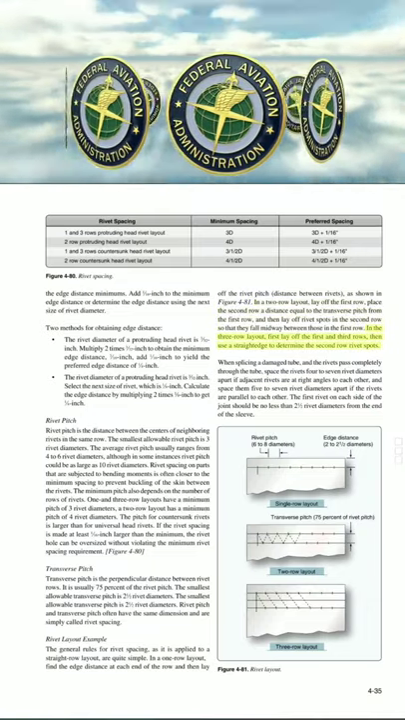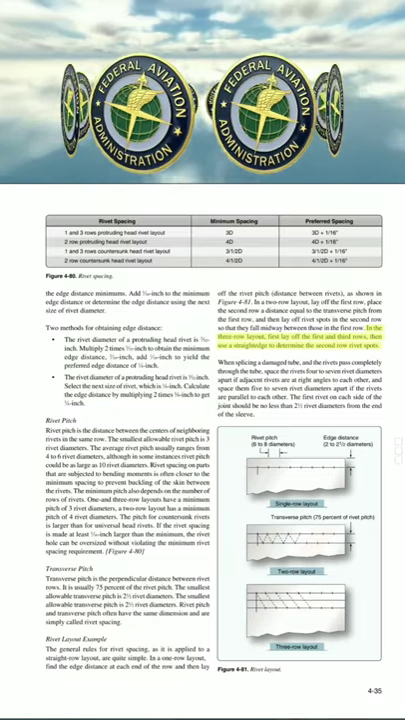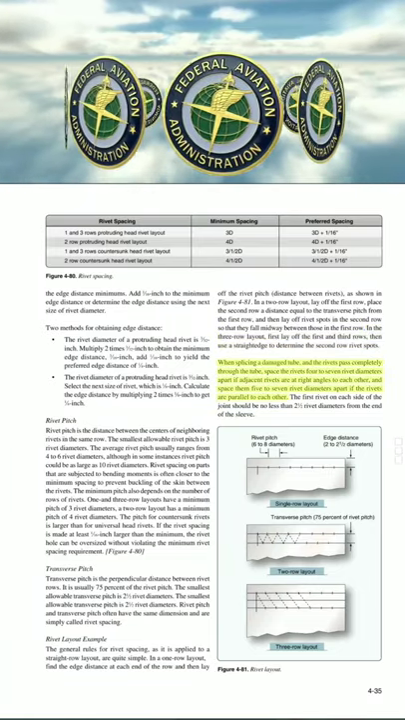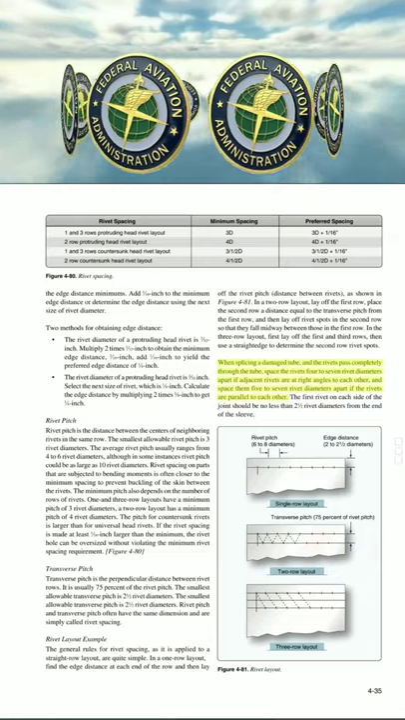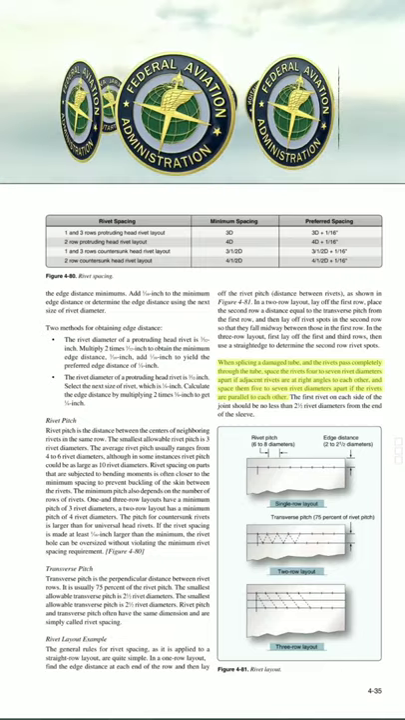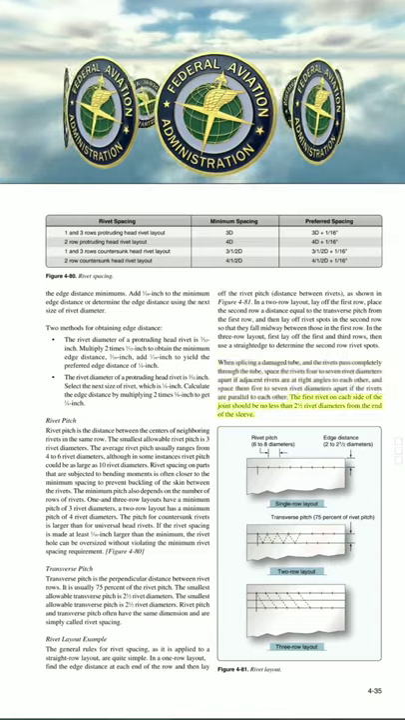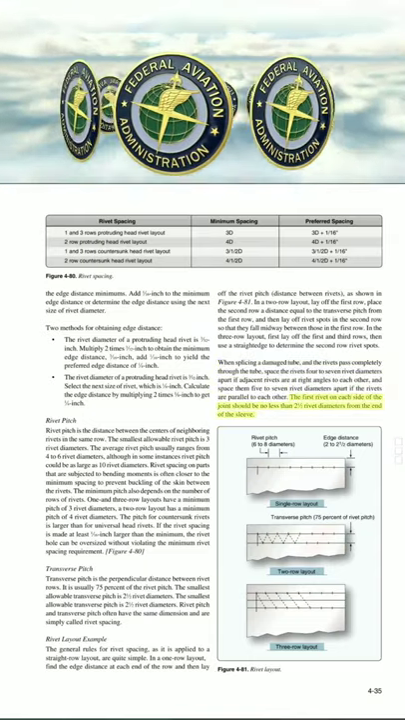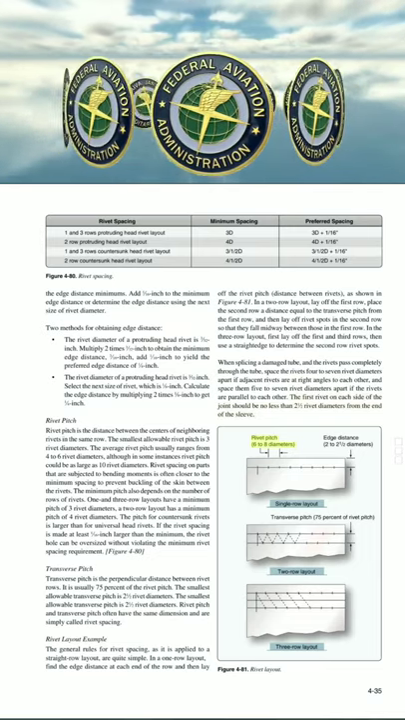In the three row layout, first lay off the first and third rows, then use a straightedge to determine the second row rivet spots. When splicing a damaged tube, and the rivets pass completely through the tube, space the rivets 4 to 7 rivet diameters apart if adjacent rivets are at right angles to each other, and space them 5 to 7 rivet diameters apart if the rivets are parallel to each other. The first rivet on each side of the joint should be no less than 2-1/2 rivet diameters from the end of the sleeve. Rivet pitch, 6 to 8 diameters.